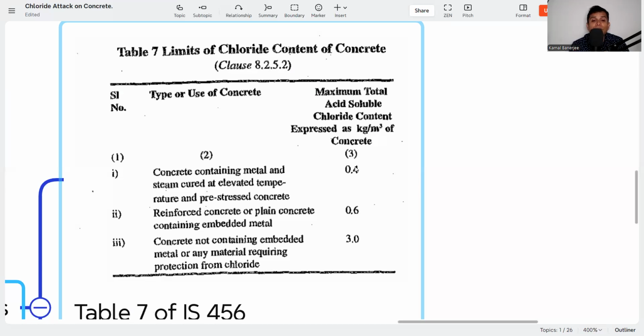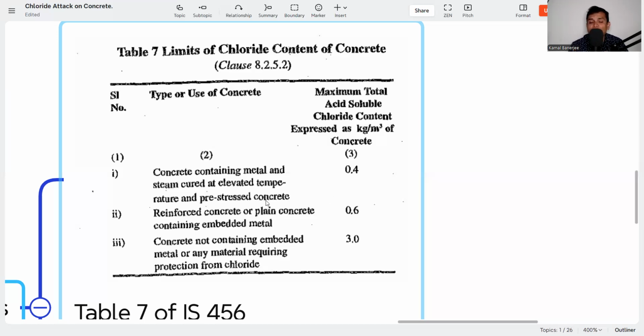Then reinforced concrete or plain concrete containing embedded steel: the maximum is 0.6. And concrete not containing embedded metal or any material requiring protection from chloride: that is 3. So if there is no embedded steel, that is, reinforcement is not there, the maximum is 3 kg per cubic meter. And for metal and steam curing and prestressed concrete it is 0.4, and for reinforced concrete or plain concrete containing embedded steel it is 0.6.